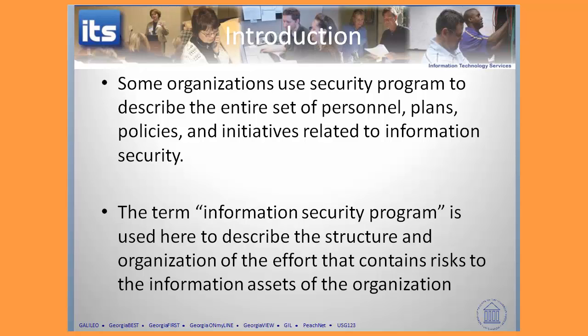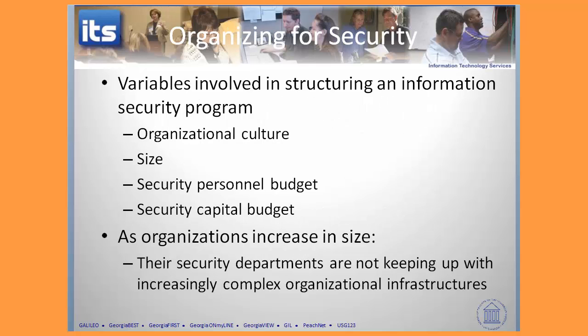You're going to use security program to describe this whole list of personnel, plans, policy, and initiatives related to information security. So when we talk about an information security program, it's everything. What's the structure? What's the organization? Who reports to whom within that organization that allows you to be effective? And there are a couple of different variables that you have to consider when you're starting to build this. Let's look at a couple of those now.